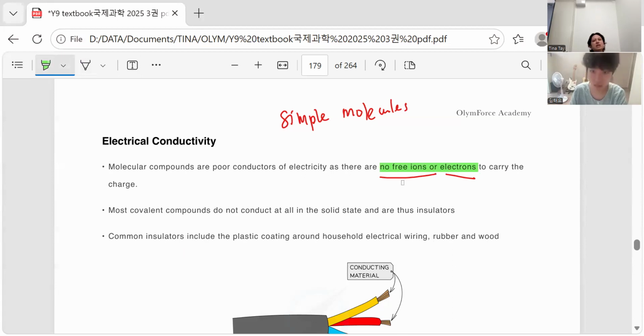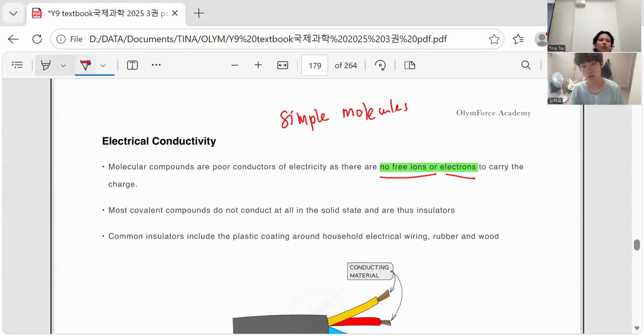You cannot say they have no electrons. They have no free electrons. There's a difference. There's no free electrons because do they have electrons? Of course, they have electrons.